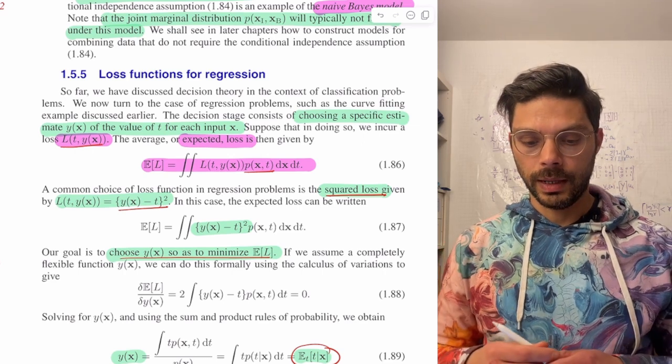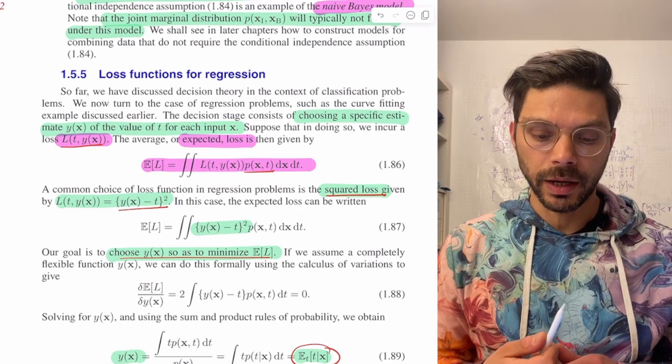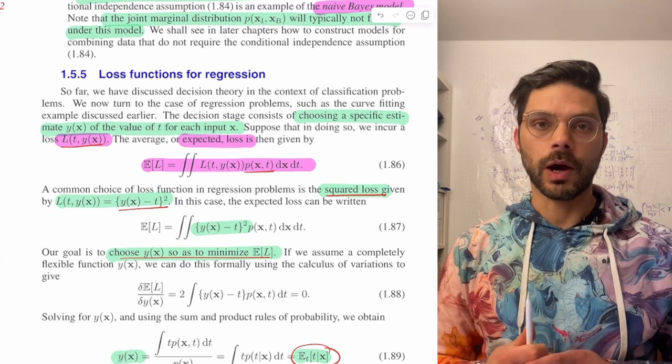Okay, so here we are. So section 1.5.5 on loss functions for regression.